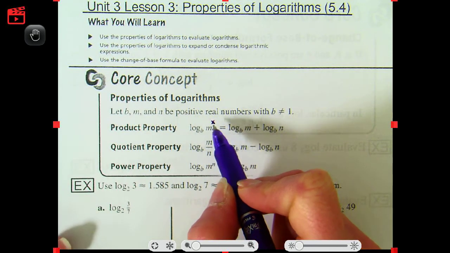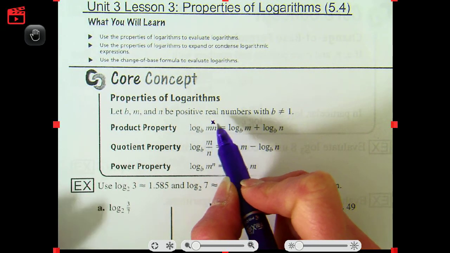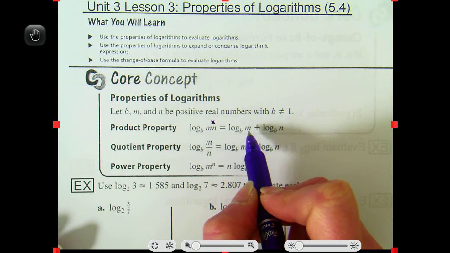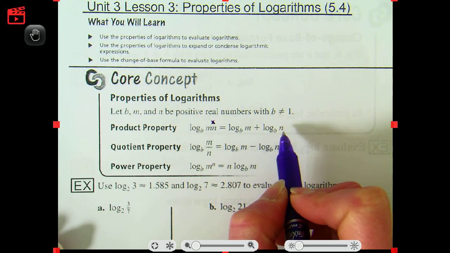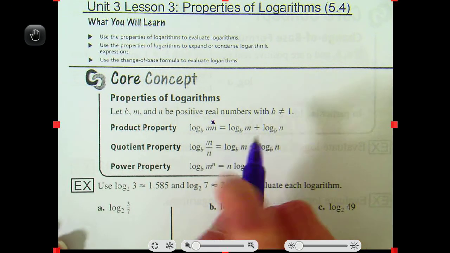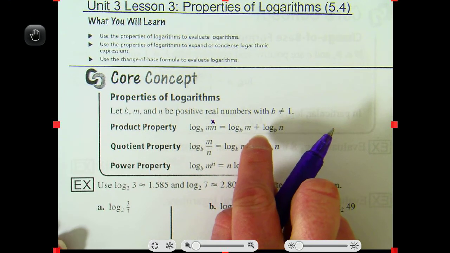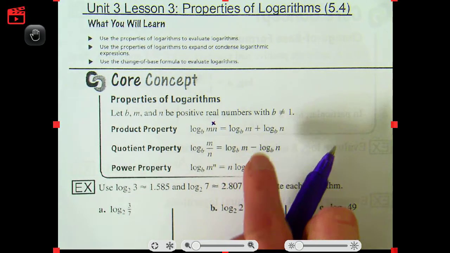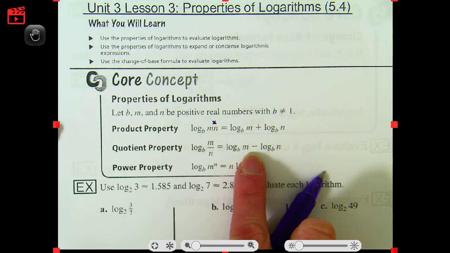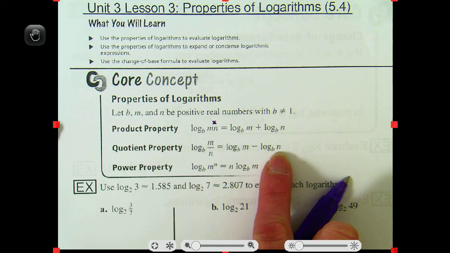So if you think of m times n, like that little times sign, and it rolls over into a plus, you can write it as log base b of m plus log base b of n. So notice it's still the same base. It's just instead of multiplication, you can change it to addition. You have the quotient property where if you're dividing log base b of m divided by n, instead of division, you can change it to subtraction of log base b of m minus log base b of n.